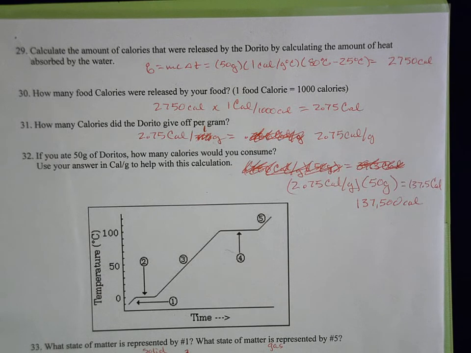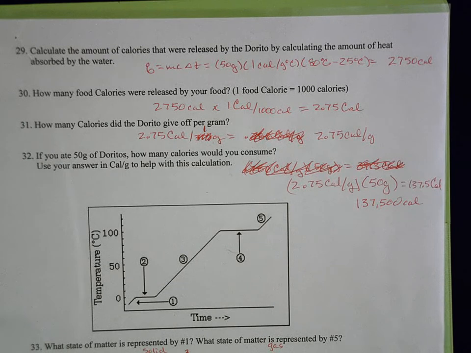Again, it's the water that got heated by the burning chip. So Q equals MC delta T. This one's in calories here. 50 grams times 1 calorie per gram degree Celsius times change in temperature gave us the 2750 calories. 30, we changed the calories, little c, into big C by dividing by 1,000.